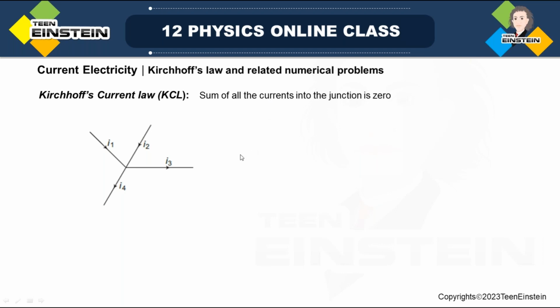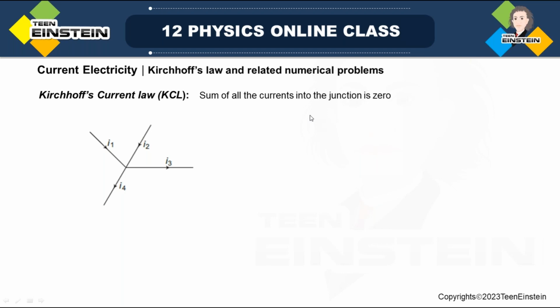See, Kirchhoff's law is actually used to find out current or voltage drops across a certain branch, or sometimes equivalent resistance also we will be able to find out through Kirchhoff's law, if required.